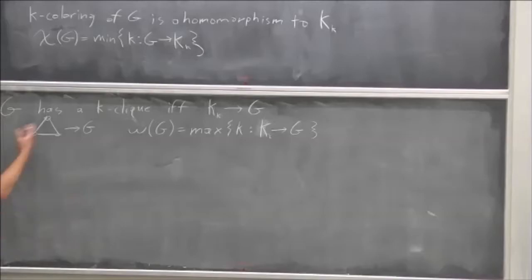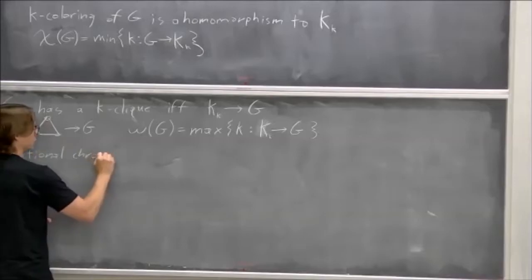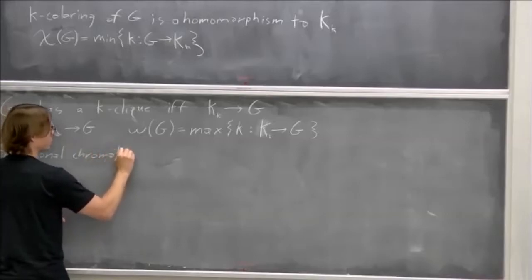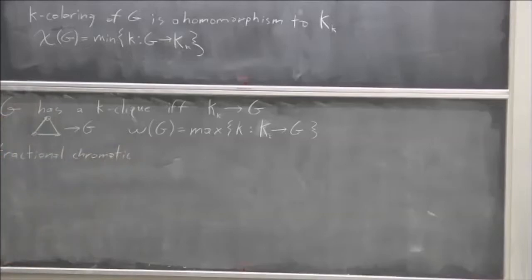But you can also define lots of other interesting graph parameters, like fractional chromatic number, which can be defined in terms of homomorphisms to Kneser graphs. And there's something called circular chromatic number, which can be defined in terms of homomorphisms to a certain family of Cayley graphs or circulants. So it's maybe a nice framework to unify all these different graph parameters.